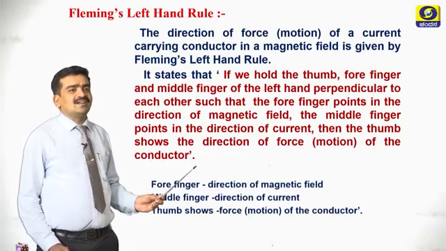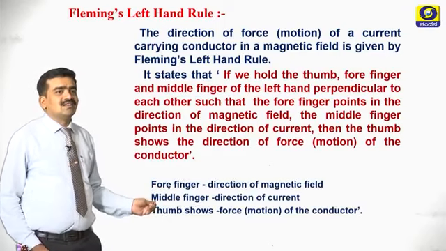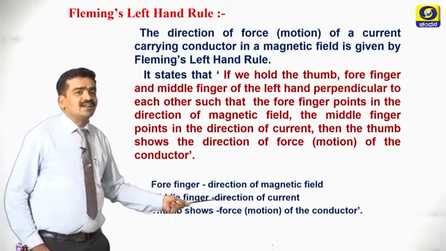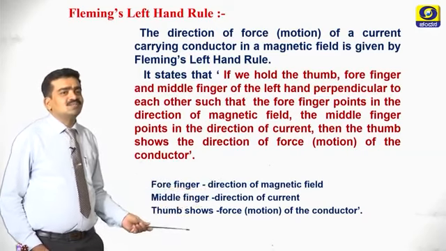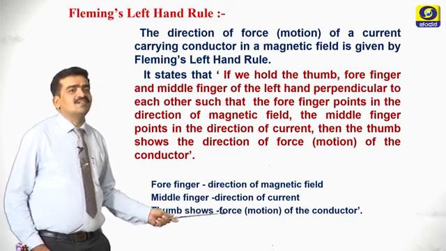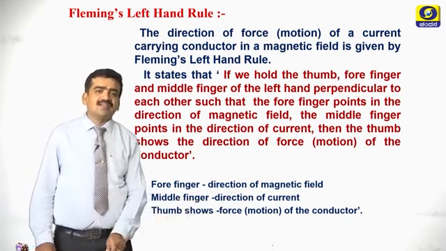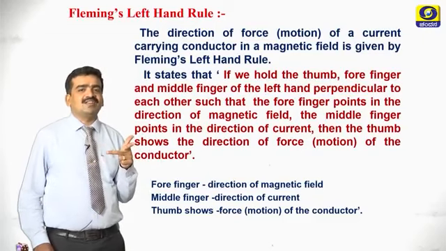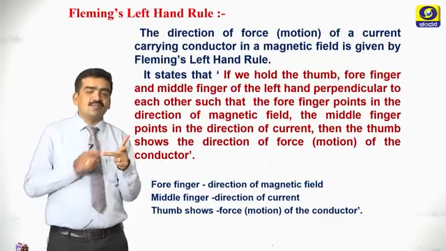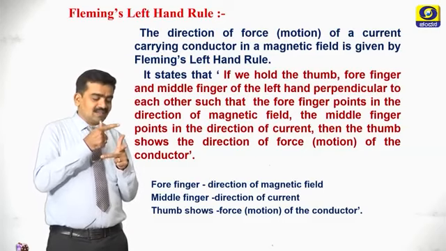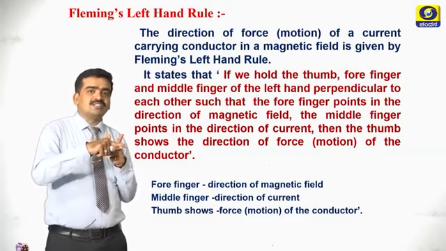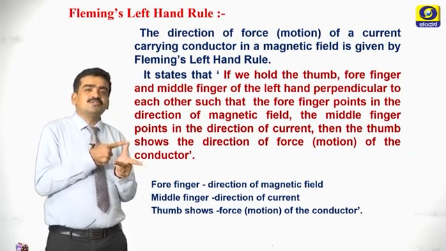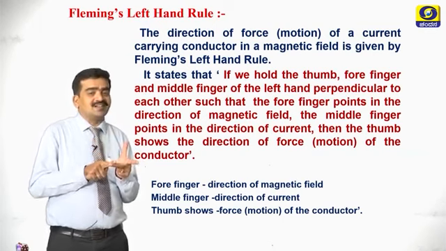So we can write it in the simplest way like this: the forefinger indicates the direction of the magnetic field, the middle finger indicates the direction of the current, and the thumb shows the force or the motion of the conductor. If you arrange the fingers of the left hand like this, they are mutually perpendicular to each other.